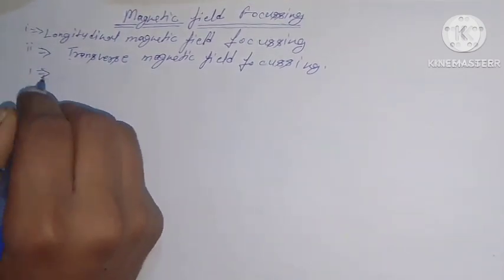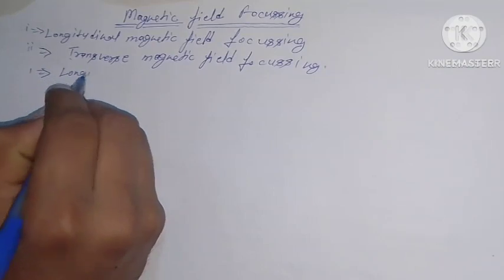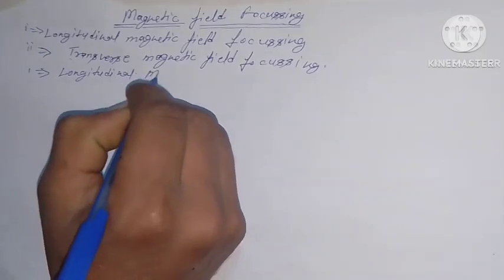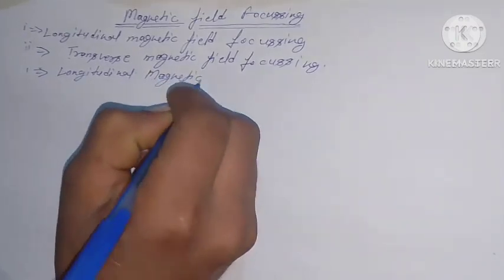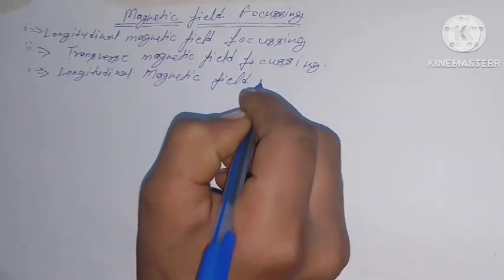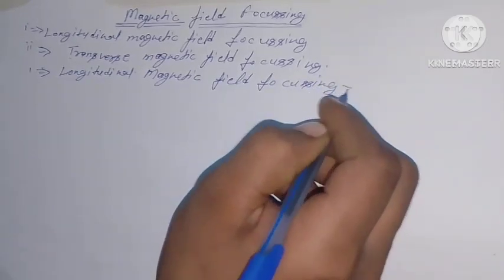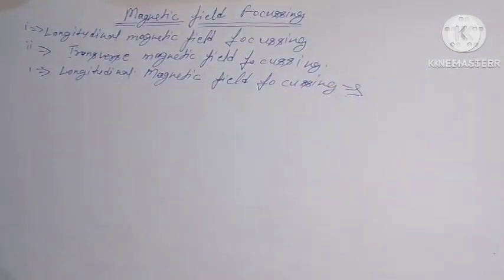First point, longitudinal magnetic field focusing. Longitudinal magnetic field focusing and transverse magnetic field focusing. First is longitudinal magnetic field focusing and second is transverse magnetic field focusing. Then first point, longitudinal magnetic field focusing.